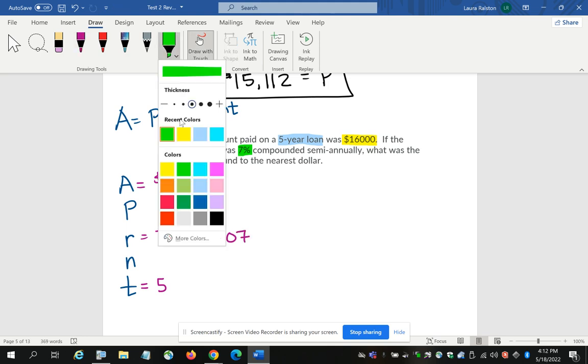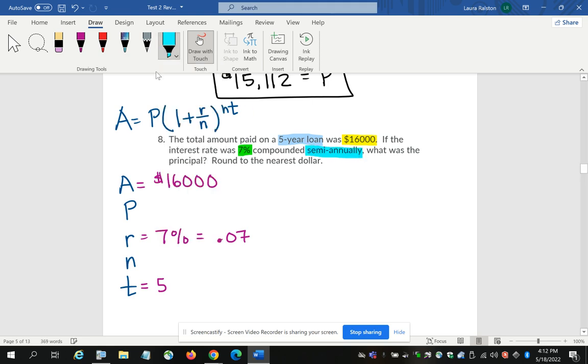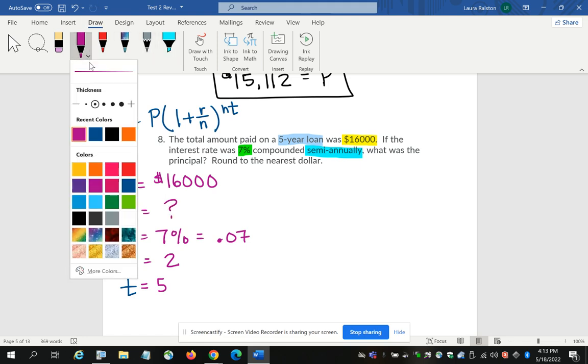compounded semi-annually. Semi-annually means 2 times per year. Semi means half, so that's 2 times per year. And it says, what is the principal? And round to the nearest dollar. Okay, so again, 4 of the 5 variables are given to you, and then you plug it into the formula.